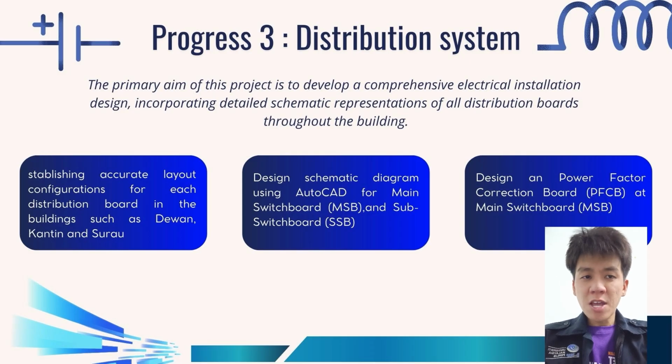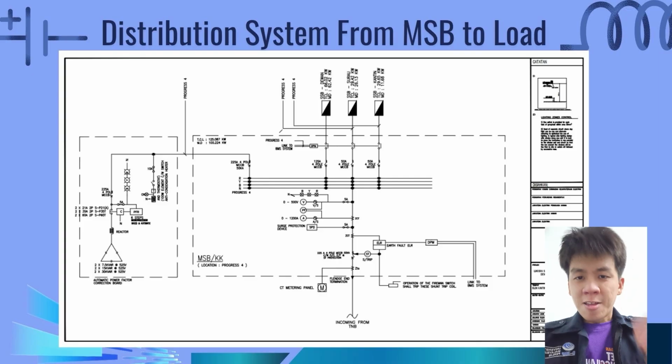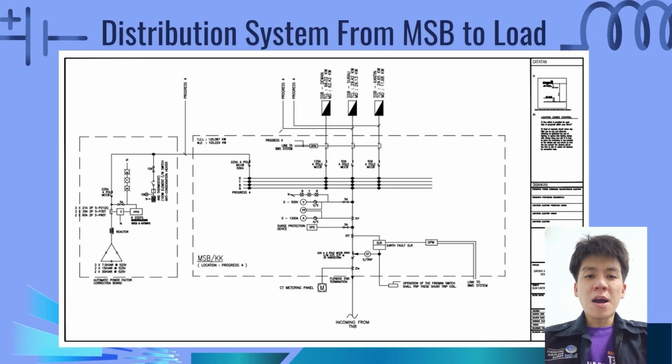Hi, my name is Lim Tiek Guan. For this assignment 3 progress presentation, I will focus on the design of the power factor correction board or PFCB. The objective of this part is to improve the power factor of the electrical system in our proposed building project. This is the main switchboard MSB layout that integrates the power factor correction system. The PFC unit is connected in parallel with the main bus bar to improve the system efficiency and reduce the penalty due to the low power factor.